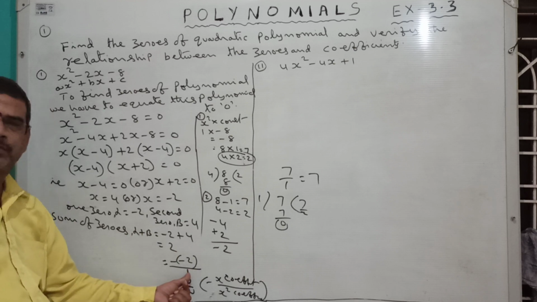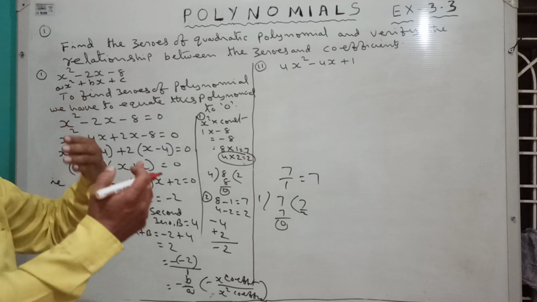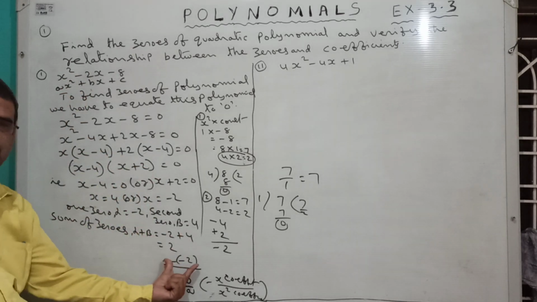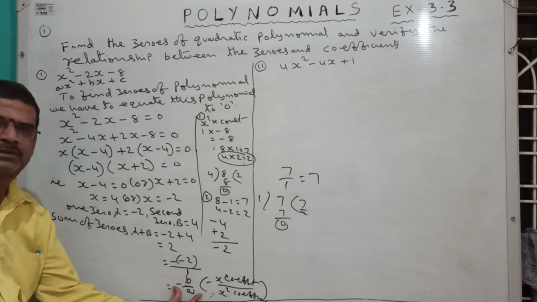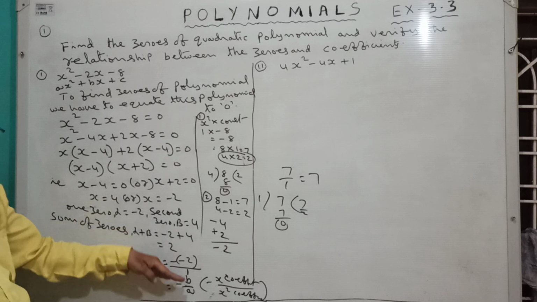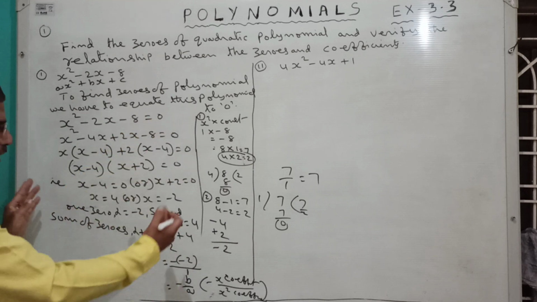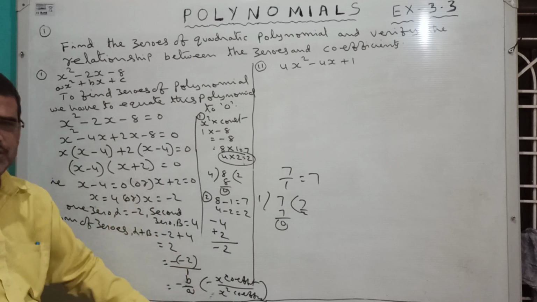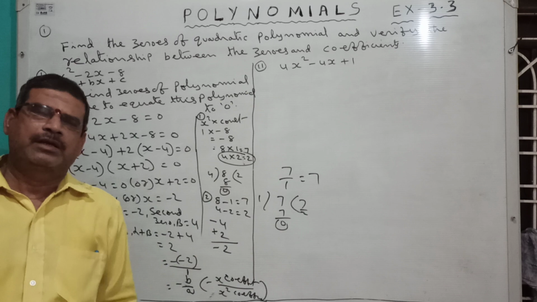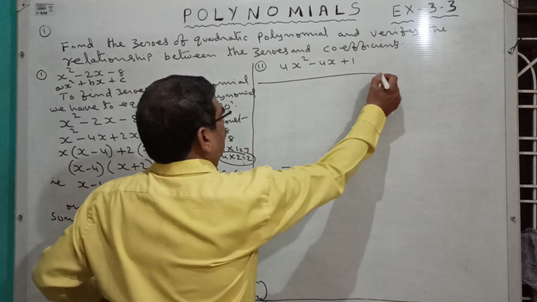Divide by 1. Why am I writing 1? To get the relation, to find the relation between zeros and quotient. These are the zeros. This is the quotient of this polynomial. So I find the relation between zeros and quotient. What is the relation? Sum of zeros is minus b by a, meaning minus x coefficient by x square coefficient.